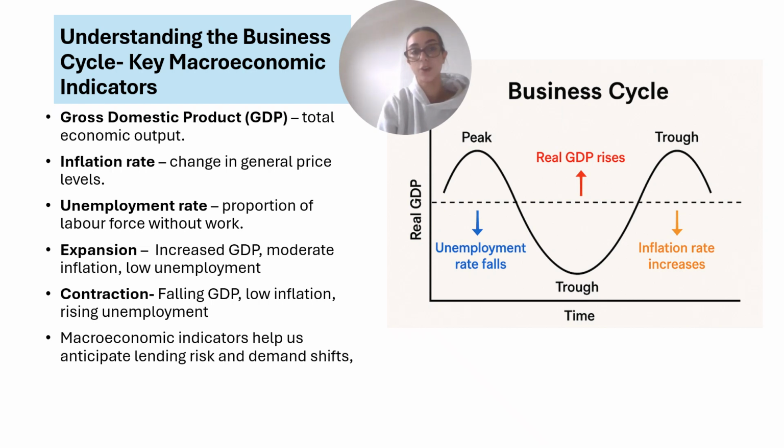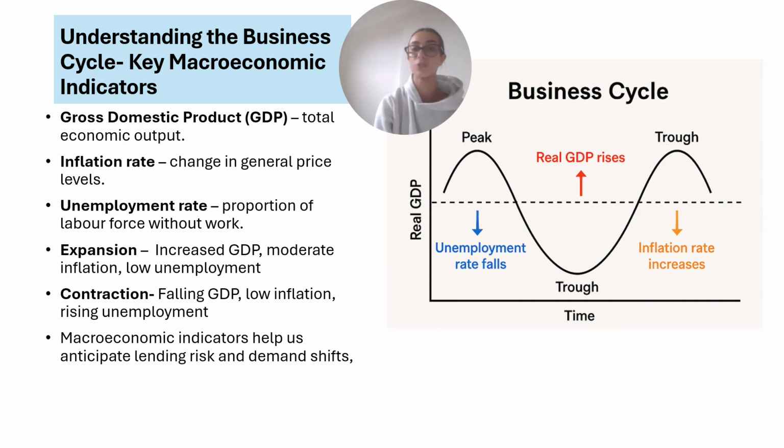When GDP grows strongly and inflation is modest, we're typically in a growth phase. If inflation begins to rise too quickly, central banks may intervene with interest rate hikes, potentially slowing GDP and triggering contraction. Rising unemployment often lags behind these changes, confirming we're entering a downturn.